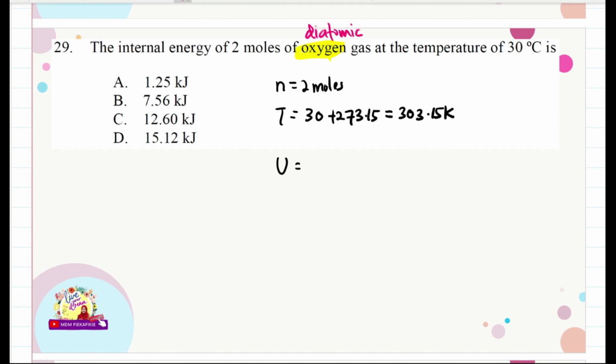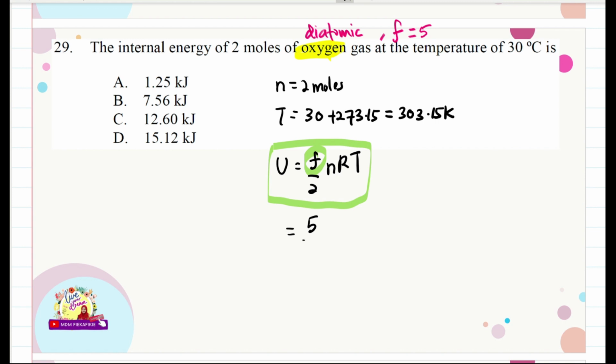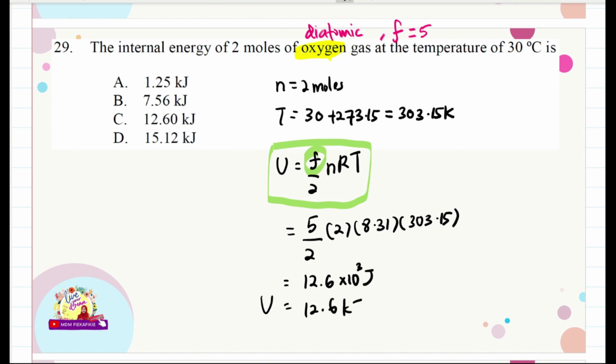Okay, so dia punya degree of freedom f must be equal to 5. So formula untuk internal energy f over 2 nRT. Ini. So trik dia dekat sini saja, f ni. So f tu you kena tengok. So oxygen, so 5 over 2. And dia dah bagi R 8.31. T must be in Kelvin. Sama juga. T kalau dalam degree Celsius, you akan dapat salah. Okay. So the answer is 12.6 exponent 3 joule ataupun 12.6 kilojoule. Okay. So the answer is C.